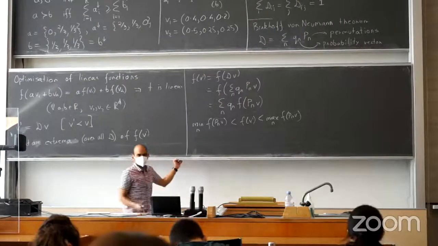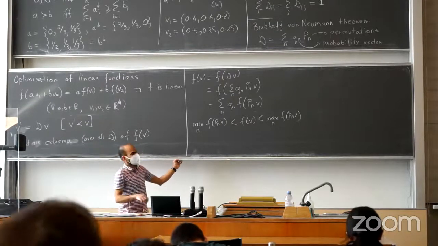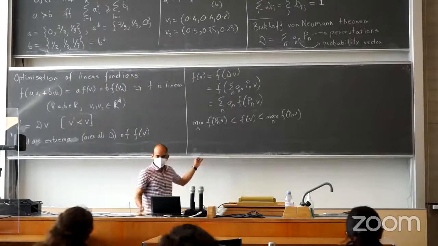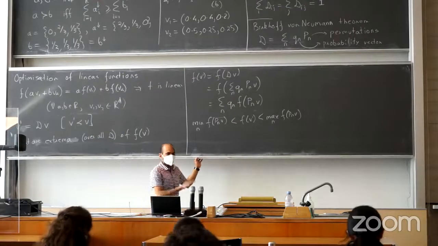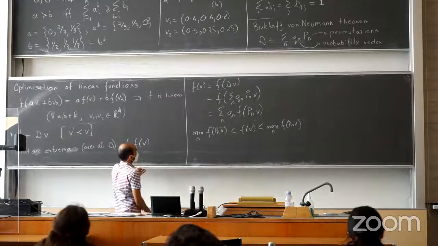It can be that many permutations satisfy this property, that many permutations give you the same value to the maximum. And in that case, any convex combination of the permutations is also going to do so, but at the very least, we guarantee that the permutation does. Okay.